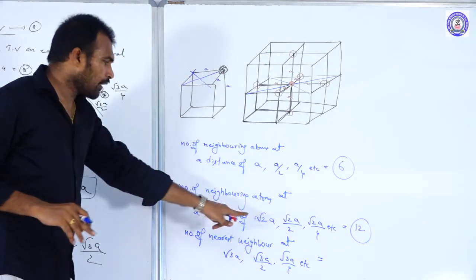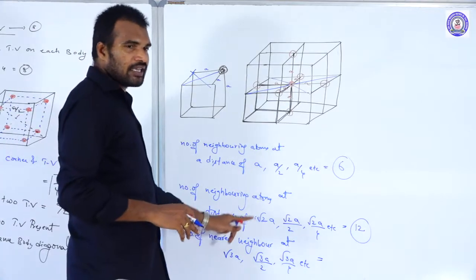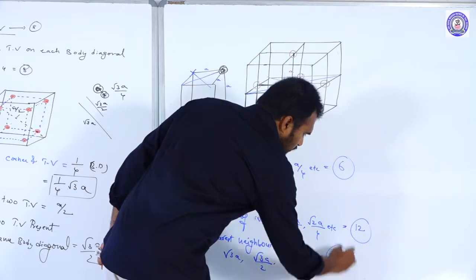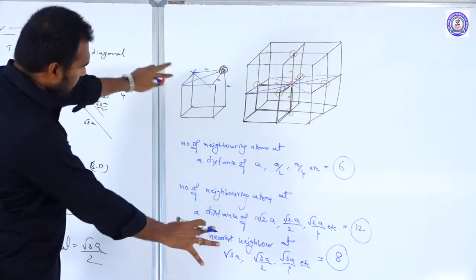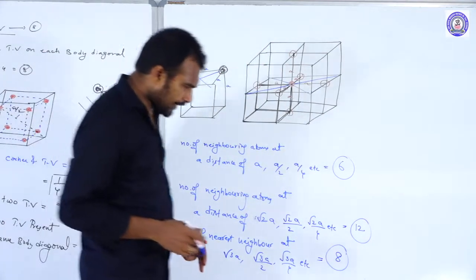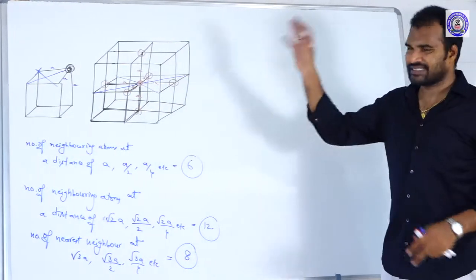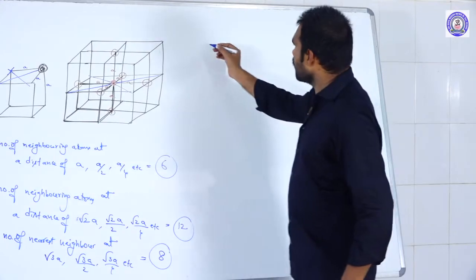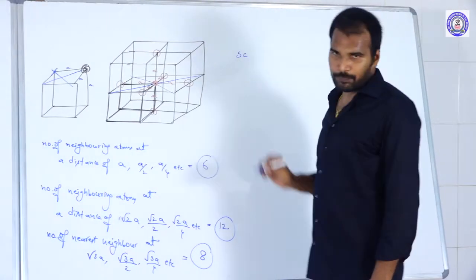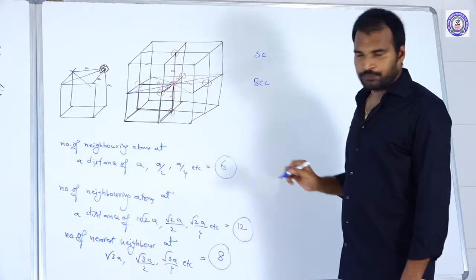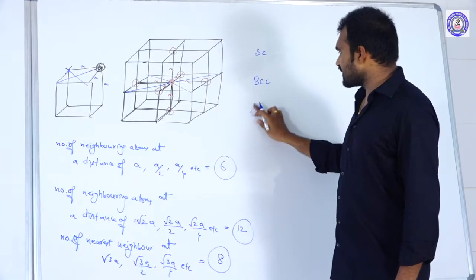So, the number of neighboring atoms at a distance of root 3A, root 3A by 2 or root 3A by 4 is how much? 8. So, if you remember these 3, then you can easily identify the number of nearest neighbors in simple cube, FCC, BCC, etc. Let us see. First of all, SC, simple cubic. Next one, body centered cubic. Next one, face centered cubic.